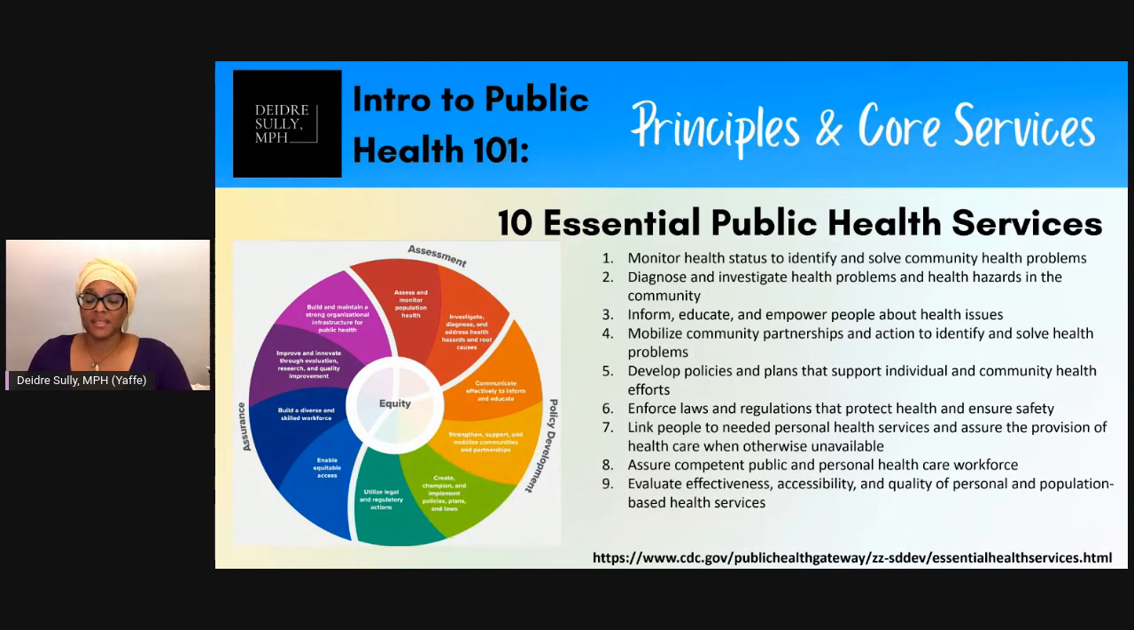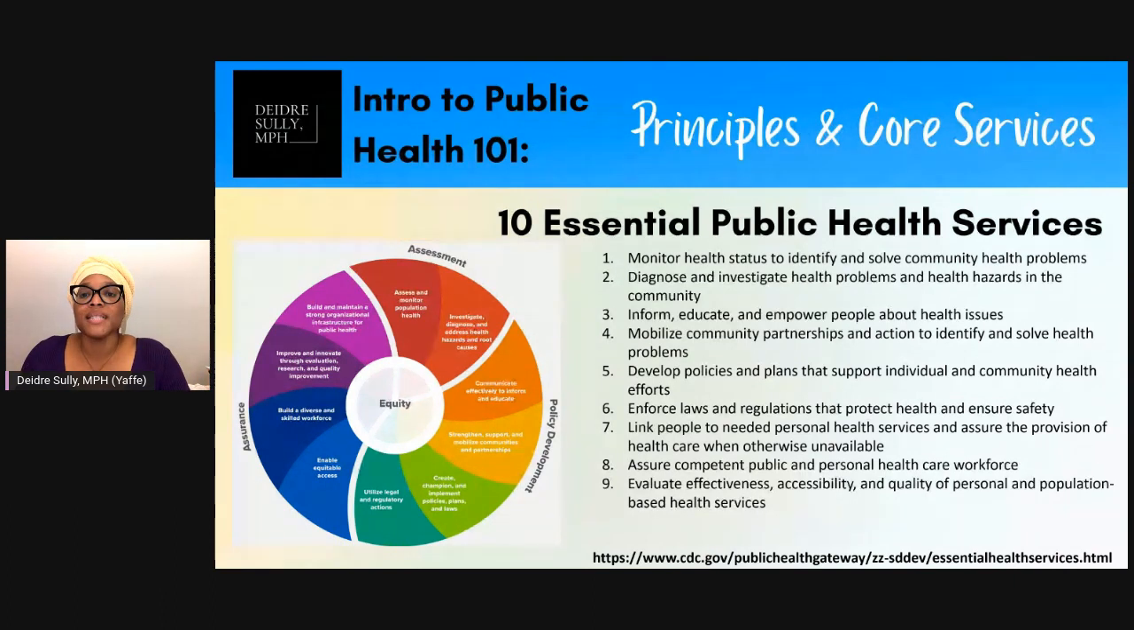So moving on to the third core service and the items under that, which are evaluating effectiveness, number 9, evaluating effectiveness, accessibility, and quality of personal and population-based health services. So this actually takes us back to why we monitor and record data based on the outcomes of results and corresponding interventions. We determine if the actions taken were not only relevant, but right. That's really key. And these are our health outcomes that we're evaluating, both positive and negative, because it tells us which direction to go in.